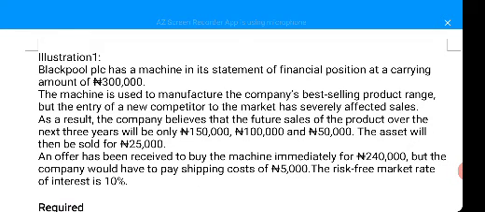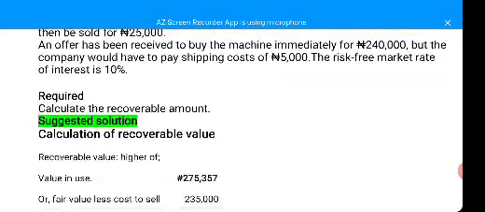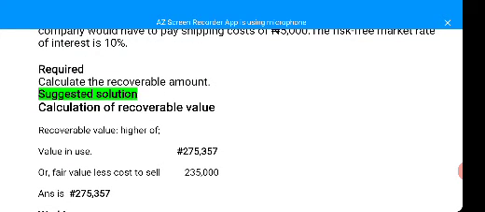So let's look at illustration one. This illustration one talks about Blackpool. We are giving 3 minutes to read this illustration and digest it. So in this illustration, Blackpool has a carrying amount of 300,000. Let's look at the requirement: calculate the recoverable amount.